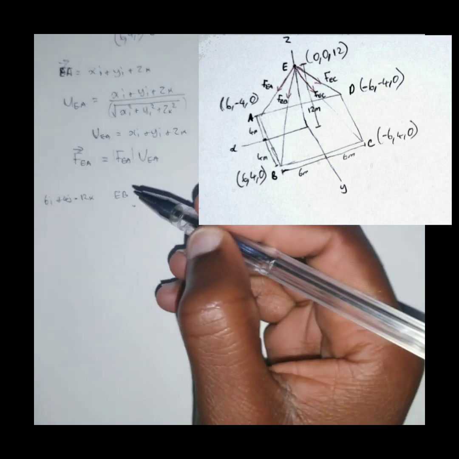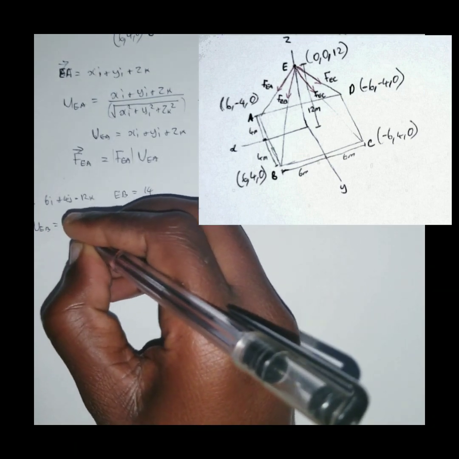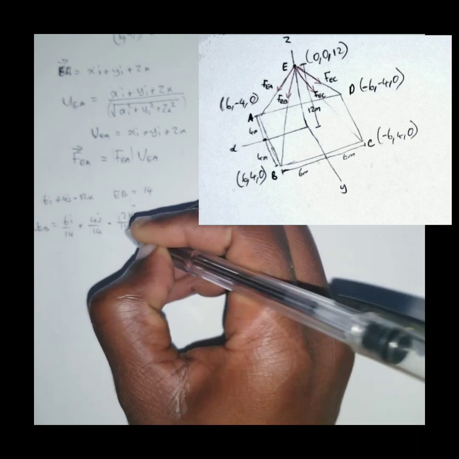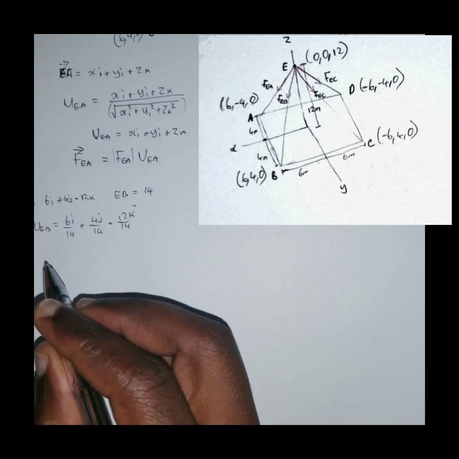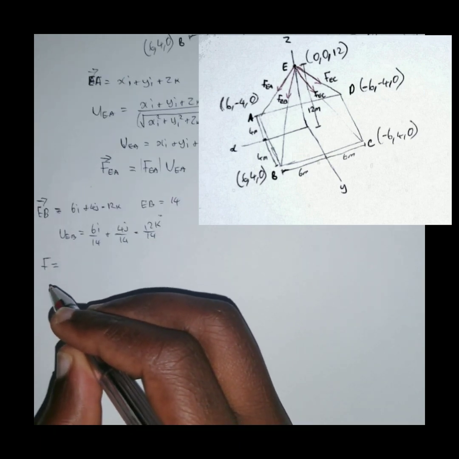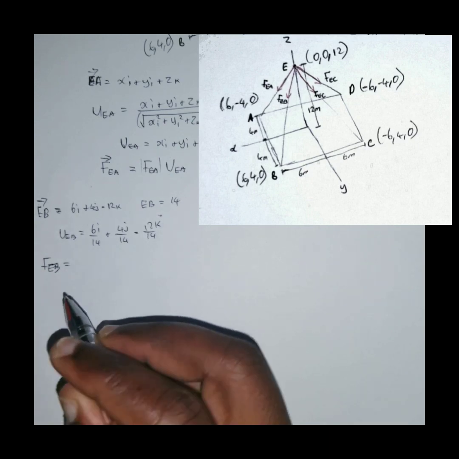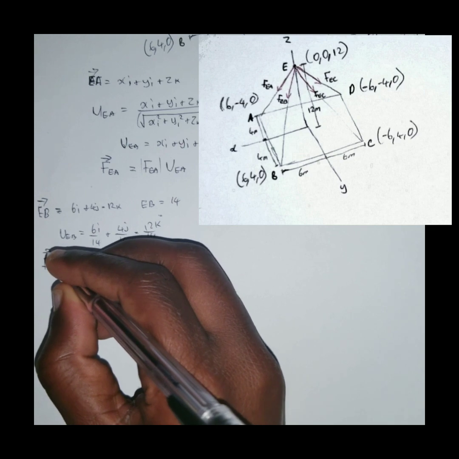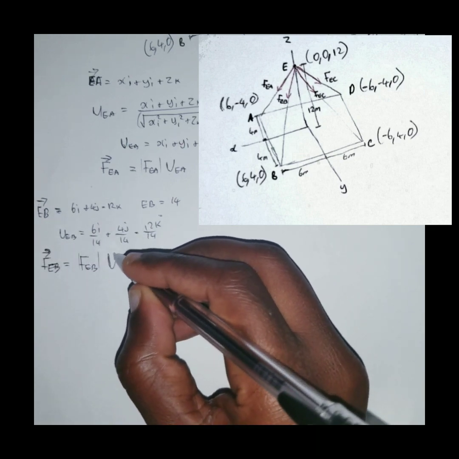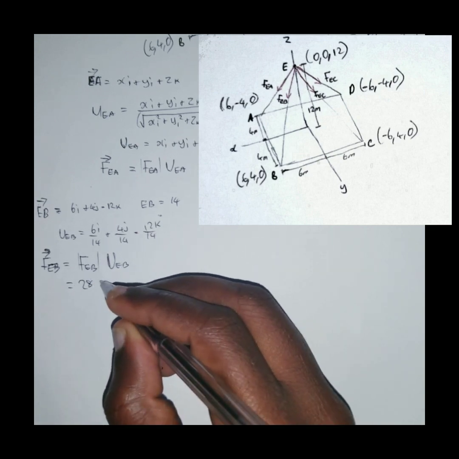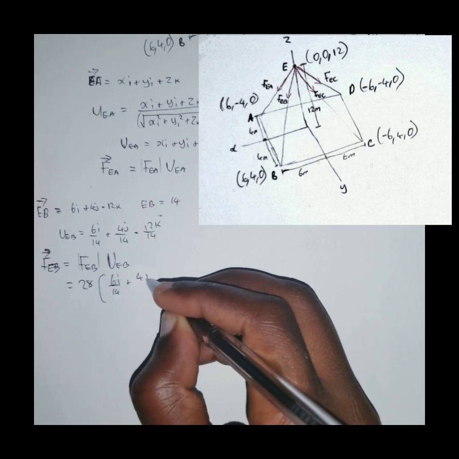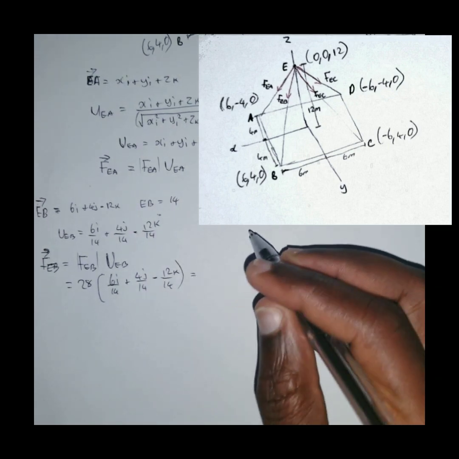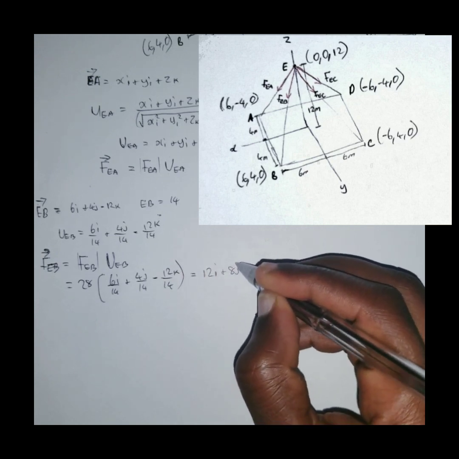You notice that your unit vector UEB would simply be 6i over 14 plus 4j over 14 minus 12k over 14, and your force FEB will be equal to FEB magnitude multiplied by UEB, so it's simply 28 by 6i over 14 plus 4j over 14 minus 12k over 14, and this gives you 12i plus 8j minus 24k.